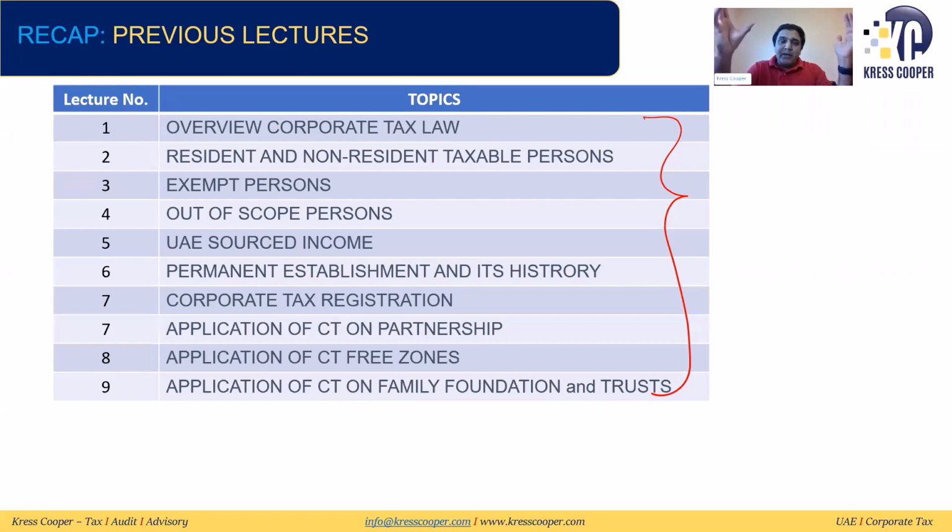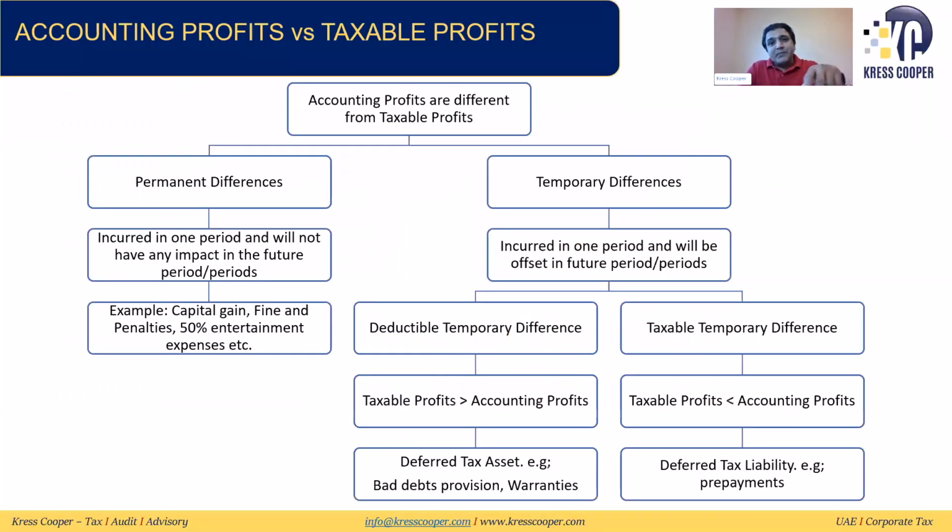Rules are different to calculate the taxable profit. Rules are different to calculate the accounting profit. These rules create the differences. These differences can be of permanent nature. These differences can be of temporary nature as well. So basically, again, I'm repeating, accounting rules are different, tax rules are different. These rules are creating differences in the profits. These differences can be permanent differences, or they can be temporary differences as well.